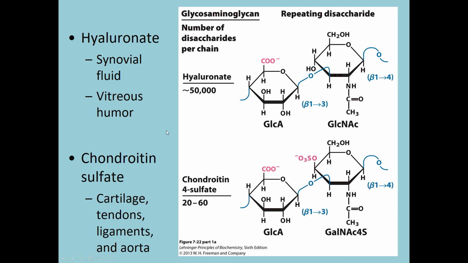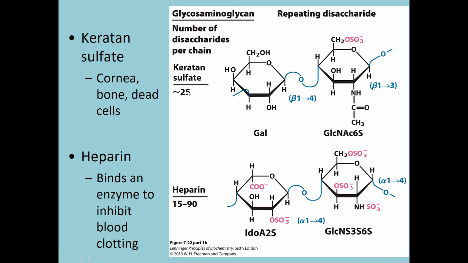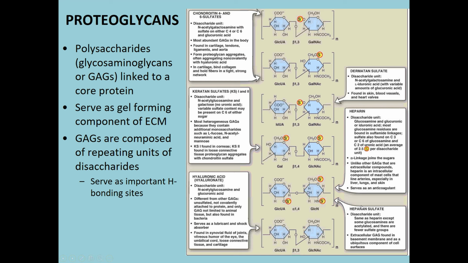Here's some of our common GAGs, our glycosaminoglycans: hyaluronate, chondroitin sulfate. You need to pay attention to the structures. Notice lots of negative charges. Keratan sulfate and heparin. Okay? Again, lots of negative charges floating around. So these glycosaminoglycans are the main structural component of proteoglycans.